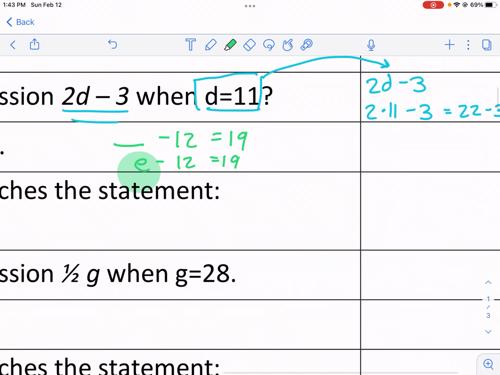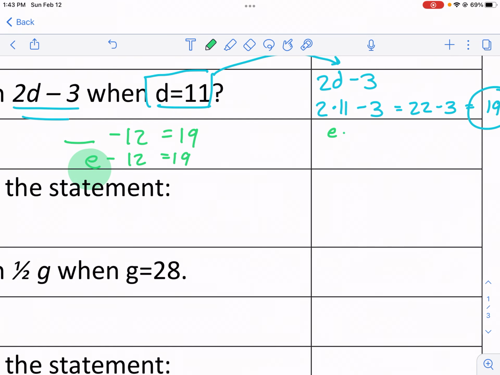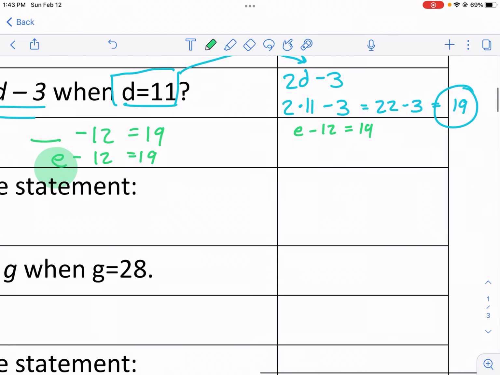Something big minus 12 equals 19. So how do we do it? Well, this is the option, and if this is advanced for you, don't worry about it. You might be able to say, hey, I know it's got to be 12 bigger. 12 bigger than 19 is 31. So you could say, oh, e equals 31 and do it that way, okay?